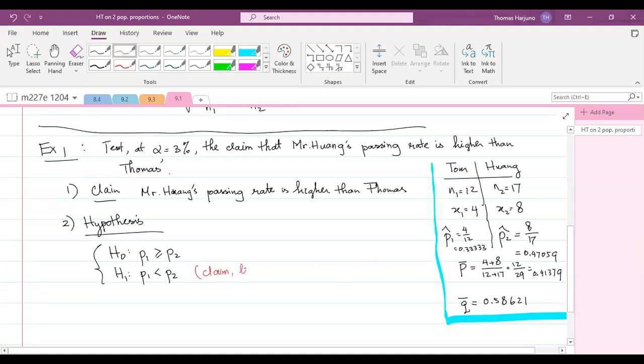Okay, so this is the claim, and that is left-handed. Let me modify that. The modification will make it the null hypothesis and the alternate hypothesis: P1 minus P2 greater than or equal to 0, and P1 minus P2 less than 0. The same as what we did in the previous two hypothesis tests on two parameters. Step 3, test statistic. This is the painful one.